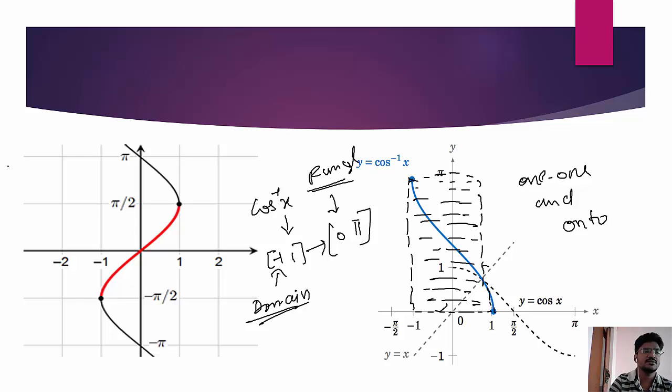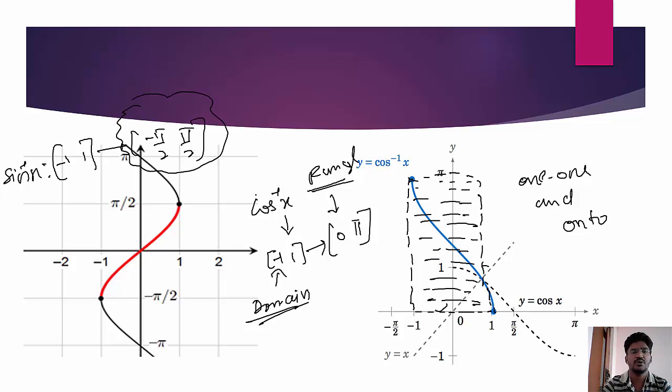Clear? But for sine inverse x, minus 1 to plus 1 goes to minus pi by 2 to plus pi by 2. See this. Here it is minus pi by 2 to plus pi by 2, and here it is 0 to pi. This is very, very important. The range of sine inverse x is minus pi by 2 to plus pi by 2, and cos inverse x is 0 to pi. Are you getting my points? So like this, we define sine inverse x and cos inverse x in the required domain, that is -1 to +1, and here also -1 to +1.